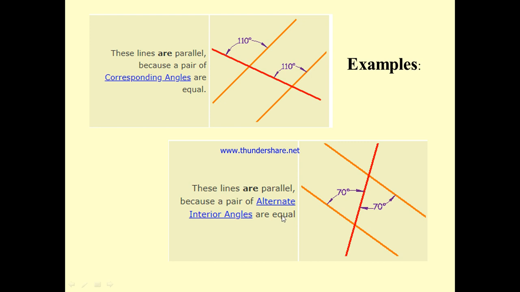So to show two lines are parallel, I have first to calculate the angles using vertically opposite angles, or I can use supplementary angles, or I can use the sum of angles in any triangle is equal to 180 degrees. Then I have to search for two equal alternate angles or for two corresponding angles. It means I have to search for two angles making F shape or Z shape. Then I can show these two lines are parallel.